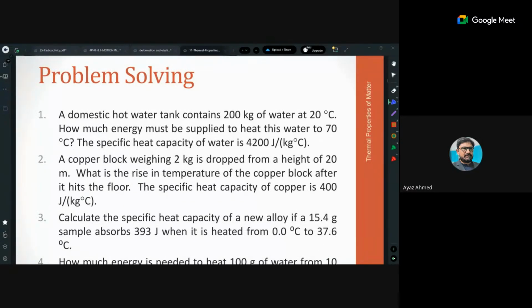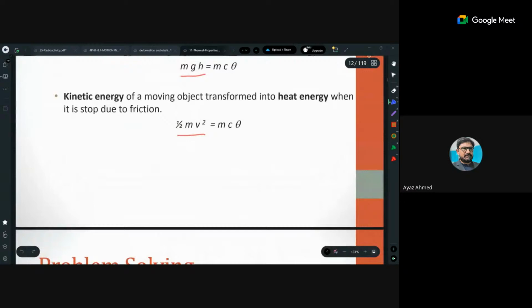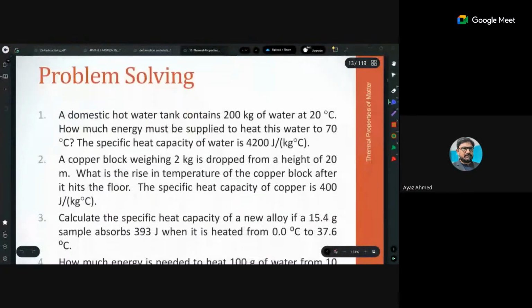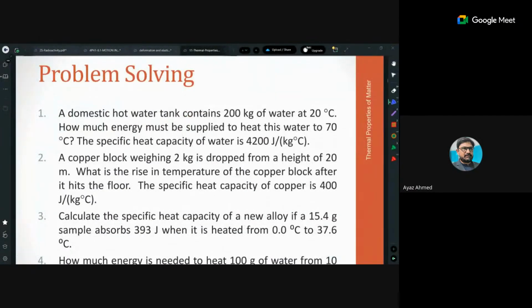Okay. So today we are going to discuss problem solving related to thermal capacity and heat capacity, right? In question number one, a domestic hot water tank contains 200 kg of water at 20 degrees centigrade. How much energy must be supplied to heat this water to 70 degrees centigrade? The specific heat capacity of the water is 4200 joules per kg.